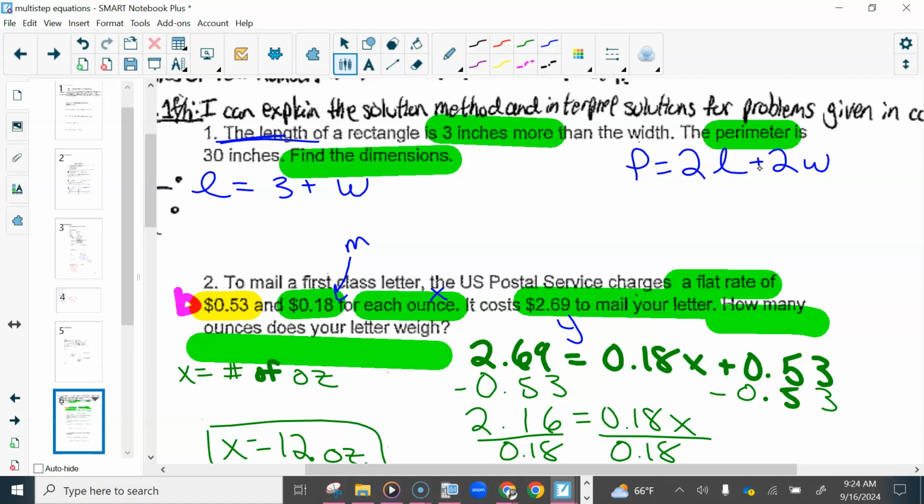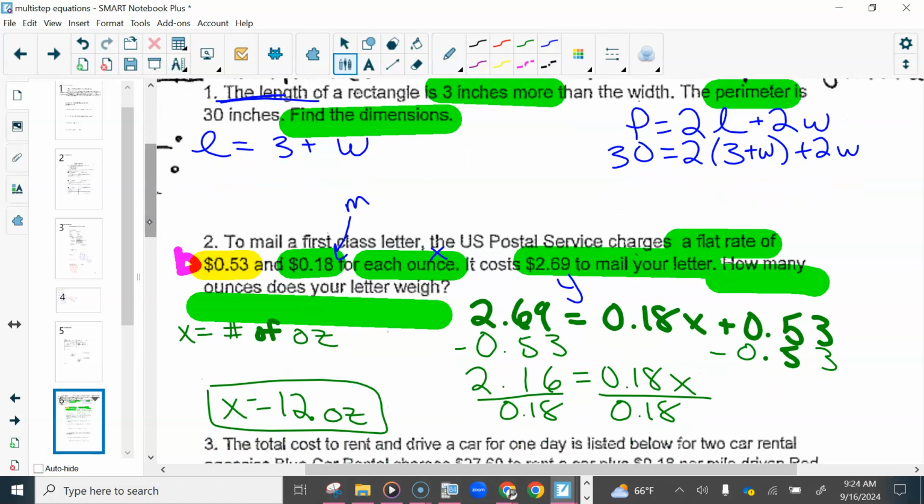Then, I'm going to replace some things. I know the perimeter is 30, so I'm going to replace P and put 30. I have this equation for L. I'm going to take that and put it in for L. So I took this entire equation and where L was, like we do with our numbers when we're checking, I put that entire equation where L was. Now I have an equation where I can solve for W.